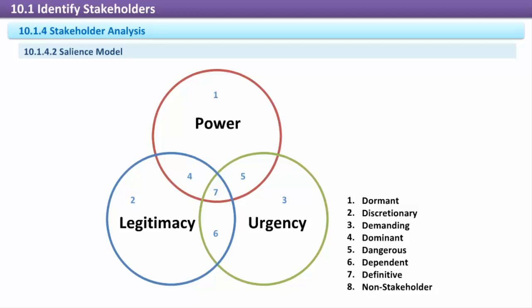Legitimacy. This is a gauge of how much vested interest the stakeholder has, giving the stakeholder a legitimate stake in the project. For example, a marketing manager probably has no legitimacy in a project for the accounting department. Urgency. This is an assessment of how quickly the stakeholder will expect his or her will to be acted upon.